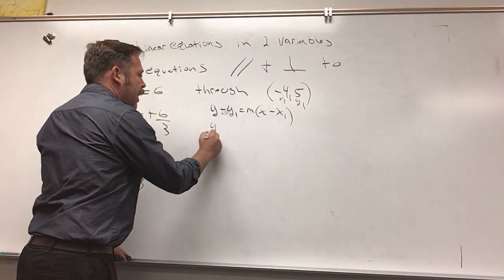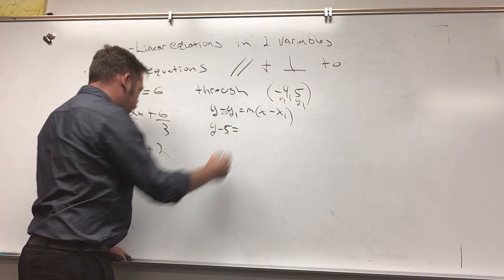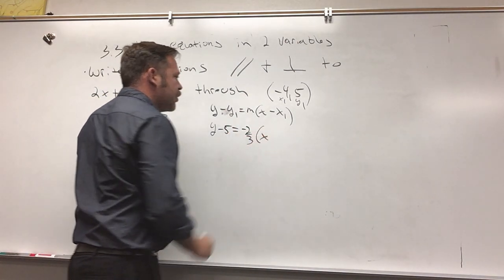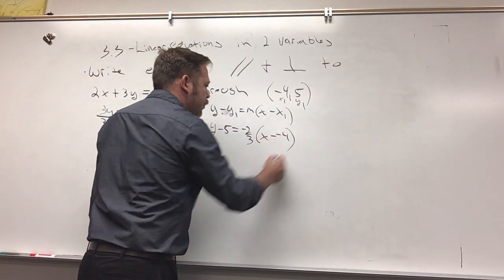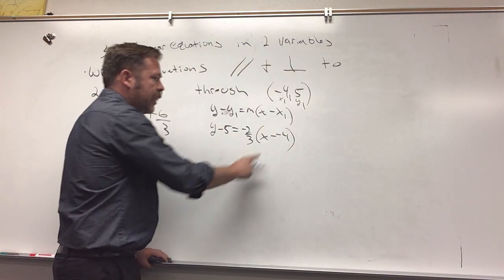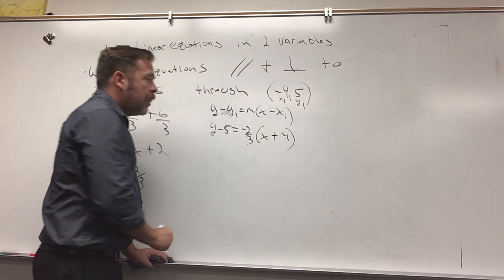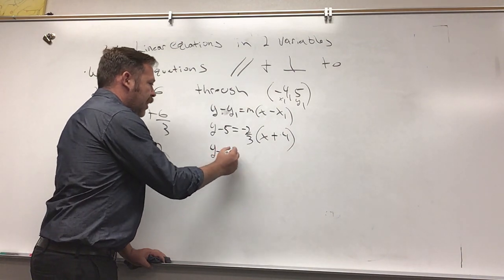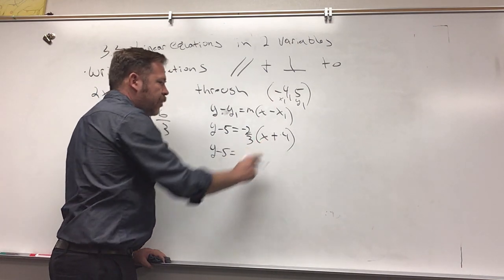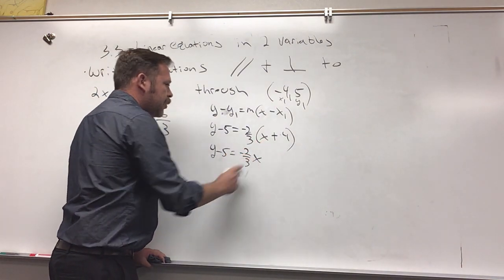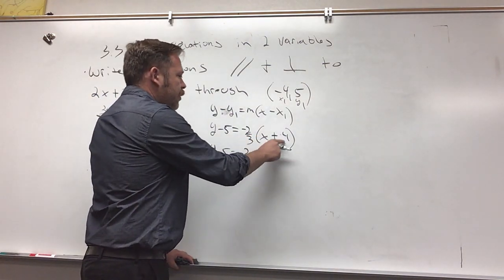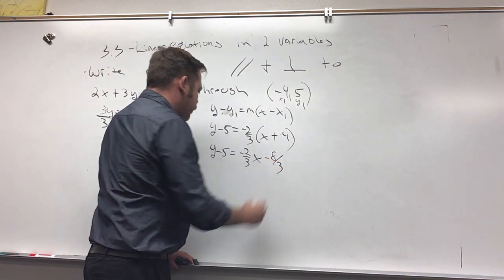So let's go y minus 5 equals negative 2/3 times x minus negative 4, all right? And we'll call this x plus 4 because minus negative 4, that's what that is. Now, I'm going to say y minus 5 equals, and I'll distribute negative 2/3 to the x and to the 4. So negative 2/3 times x is negative 2/3 x. Negative 2/3 times 4 is minus 8/3.